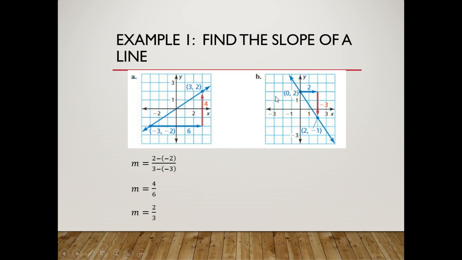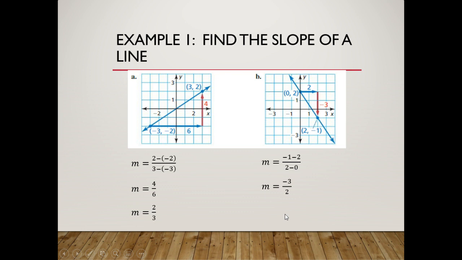Okay, now we're going to say 0 and 2, that's our first point, so x1, y1, 2, negative 1, x2, y2. So as we begin doing that, y2, the negative 1, minus y1, 2, is negative 1 minus 2, and x2 minus x1 is 2 minus 0, which would give us negative 3 over 2. That won't simplify, so that's our final answer.